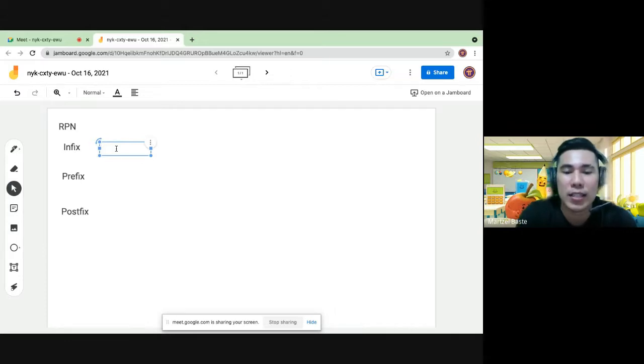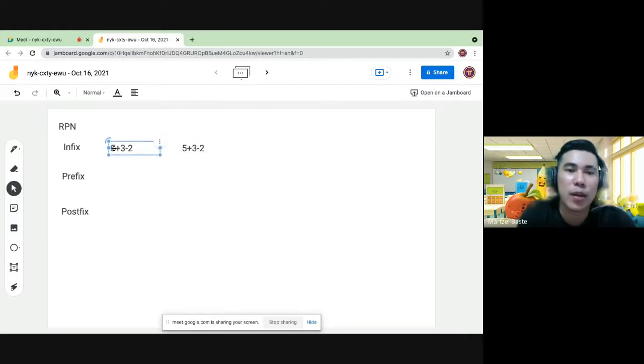So let's say, for instance, we have here 5 plus 3. 5 plus 3 minus 2. So this is an example of infix notation, where you have the operator in between the operands. That's why it is called infix. Okay? Also there is what we call fully parenthesized infix notation. Normally infix notation is fully parenthesized.